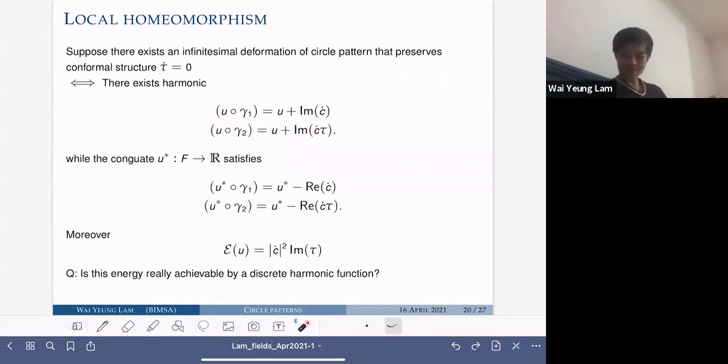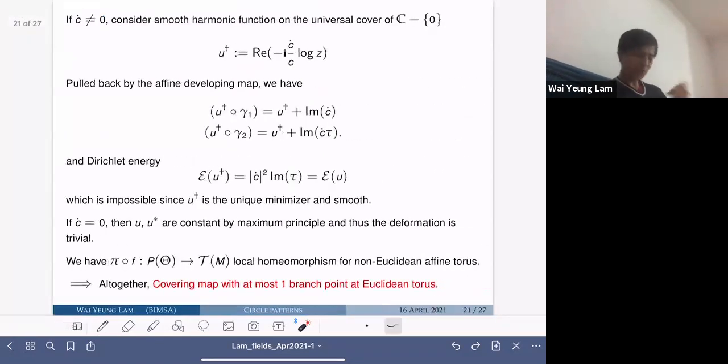It's a compact torus, so you can apply the maximum principle, then you can deduce that U and U star must be constant. And so the deformation that you get is trivial. Okay, finally, we have the following statement. This pi circle F from P theta to Teichmueller space is a local homeomorphism for non-Euclidean affine torus.